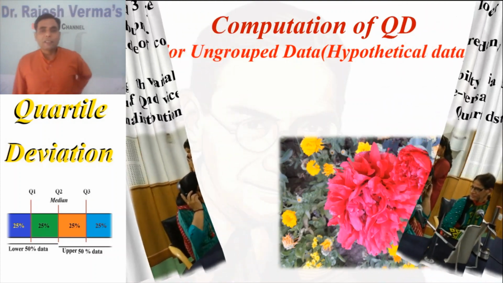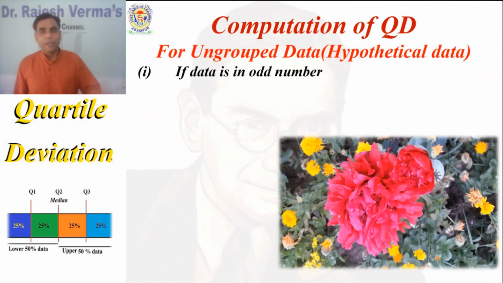So dear friends, I explained to you the meaning, definition, and introductory part. Then we talked about the 9 characteristics of the quartile deviation. Now let us engage in the computation: how we must compute the quartile deviation. First, we'll go with the ungrouped data. In this example, I have taken hypothetical data.